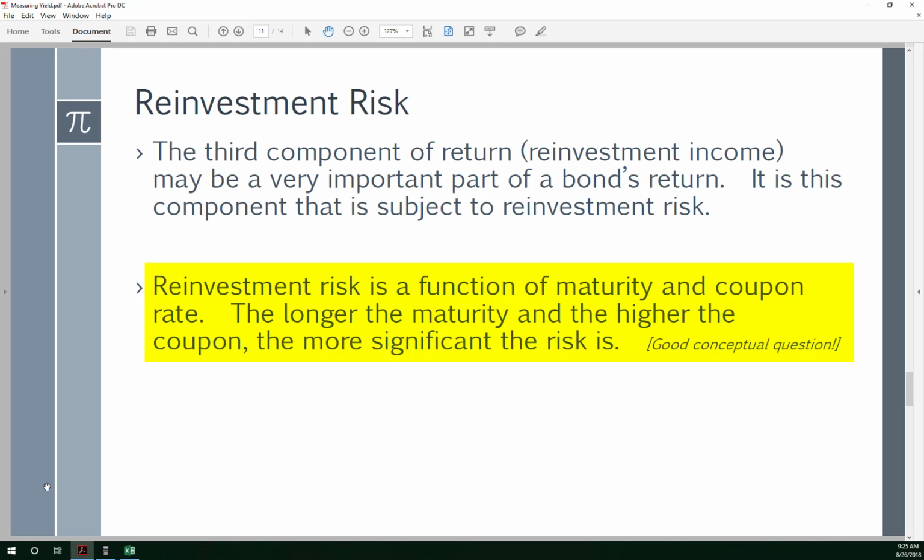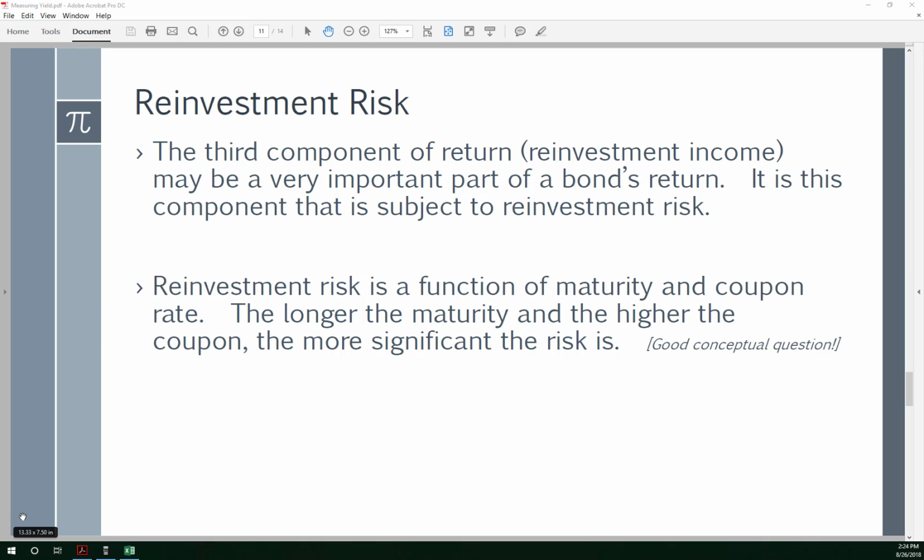So reinvestment risk is the risk that we face that our reinvestment rate won't be as high as we're planning. So it's the risk that rates will go down as we're receiving cash flows, and when we reinvest those, we're not going to get the returns that we anticipated. So this second bullet point would make a very good conceptual question. So make sure you understand reinvestment risk, what things affect it, how it affects it, why it affects it. Those would be good kinds of conceptual questions, certainly on reinvestment risk.